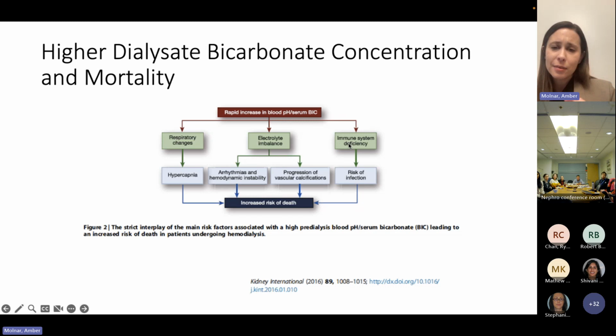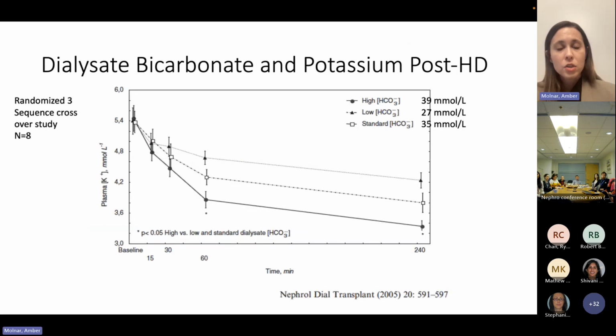And then there's this issue of the increased risk of mortality specific to infection that was seen. And there's not really a lot of data in support of a causal mechanism for this, but there is some data suggesting that antigen-presenting cell function is impaired in the setting of metabolic alkalosis. So potentially the use of higher dialysate bicarbonate concentrations is contributing to immune system deficiencies, thereby increasing the risk of infection. So a number of potential pathways by which this could increase the risk of death.